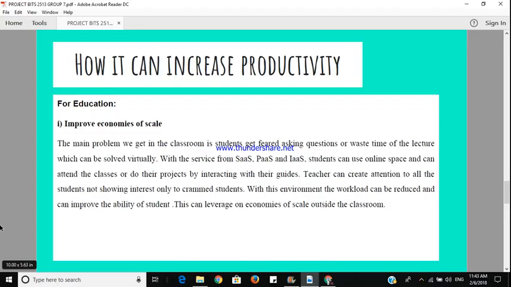Hey, my name is Lim Kylie. I will explain how it can increase productivity for education. The first one is improved economies of scale.